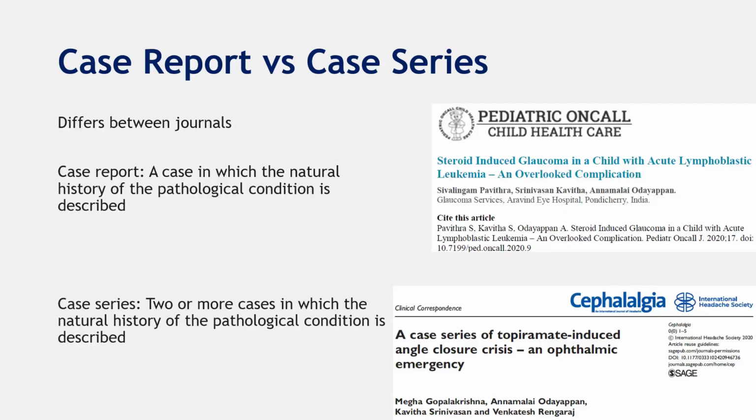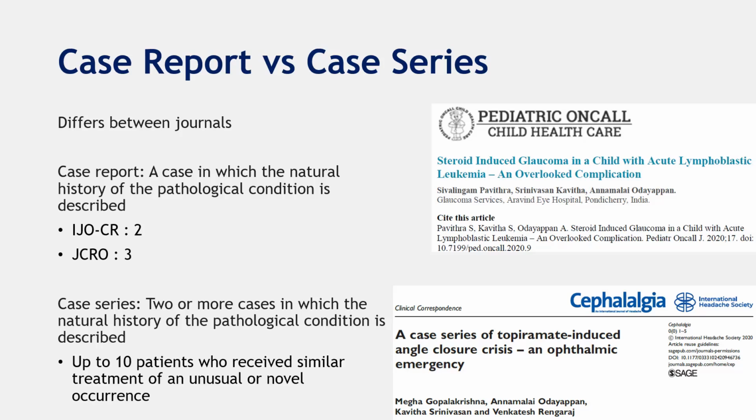So then this is with regards to the case report. What is the difference between a case report and a case series? As the name suggests, a case report is of a single patient, whereas a case series has more than one patient. But again, this definition varies from journal to journal. So for example, IJO case reports say up to 2 cases can be presented as a case report, whereas Journal of Cataract and Refractive Surgery online case reports say up to 3 cases can be presented as a case report. And case series usually have up to 6, and up to 10 is acceptable for a case series.